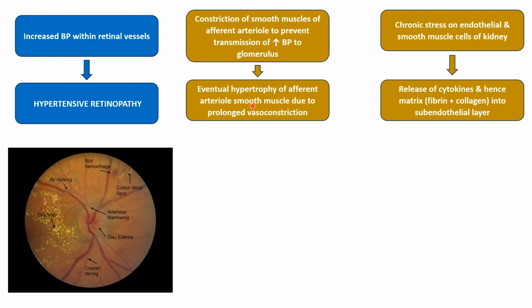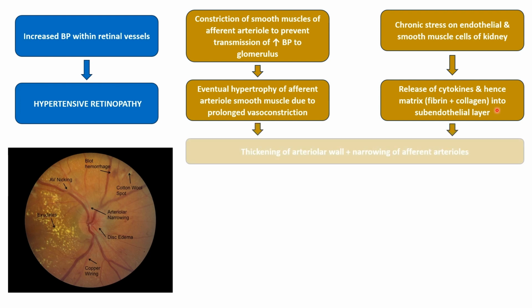So because it's being constricted, eventually the muscle is going to increase in size, and this is because of that prolonged vasoconstriction, because the body adapts to changes such as the increase in blood pressure. You're also going to have a release of cytokines and hence matrix such as fibrin and collagen into the subendothelial layer. Hence, you're going to have thickening of the arteriolar wall and narrowing of afferent arterioles. Just definitely don't want that.